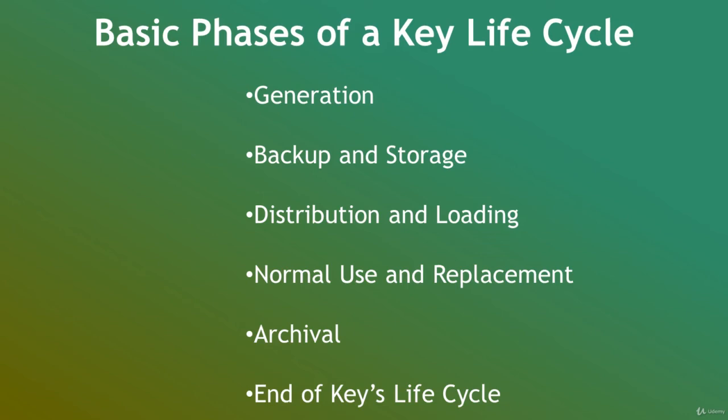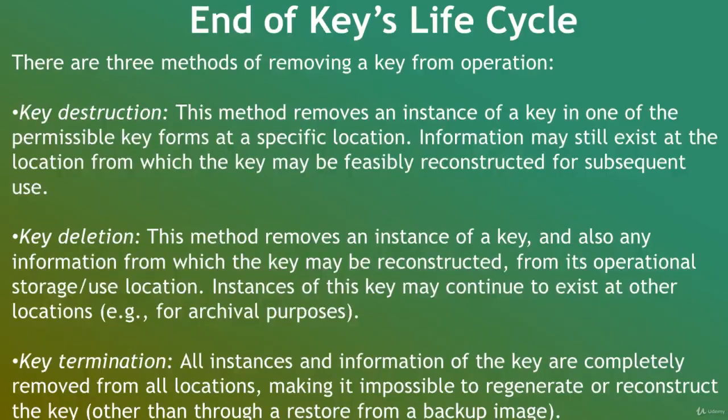The last phase is the end of the key's life cycle, where all of its instances, or just certain instances, are completely removed, and recovery of that key may be possible, depending on the method used. The end of life for a key should only occur after an adequately long archival phase, and after adequate analysis to ensure that loss of the key will not correspond to loss of data or other keys. There are three methods of removing a key from operation.